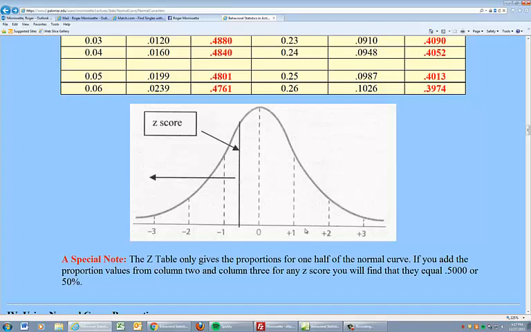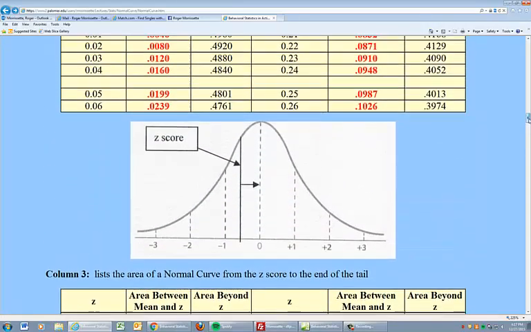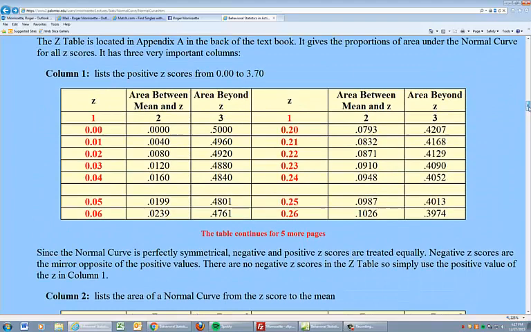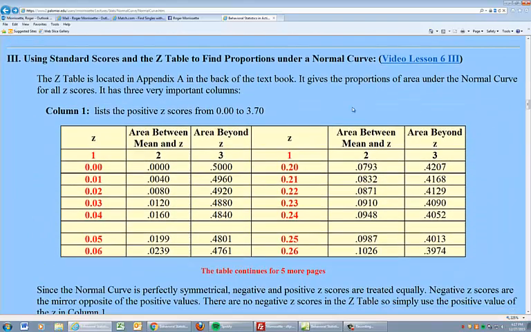If the z-score was on this side, column 2 would be from here to the mean, and column 3 would be from here, the z-score, to the end. So we're going to go over these problems and all the possible outcomes that can happen in the next few lessons.